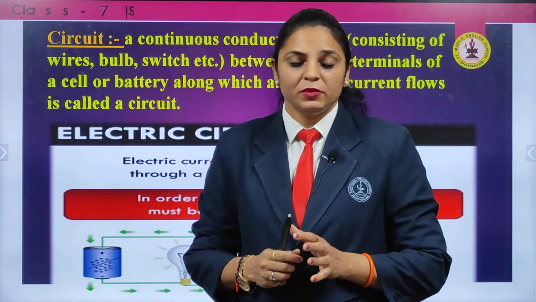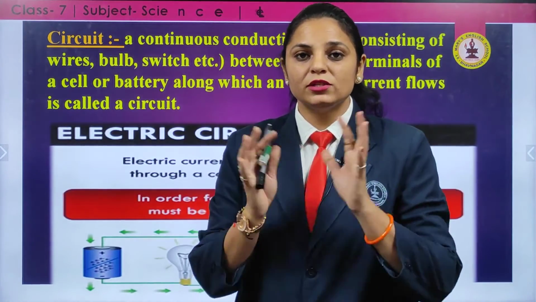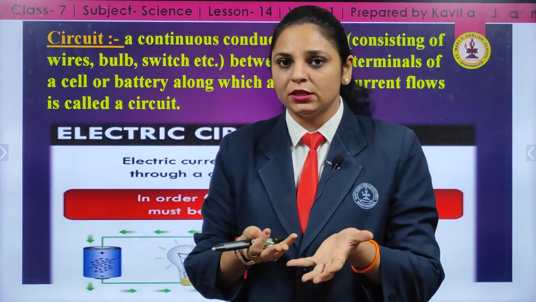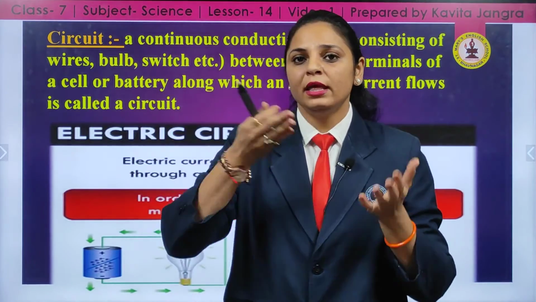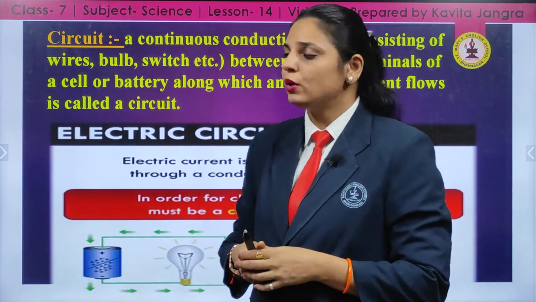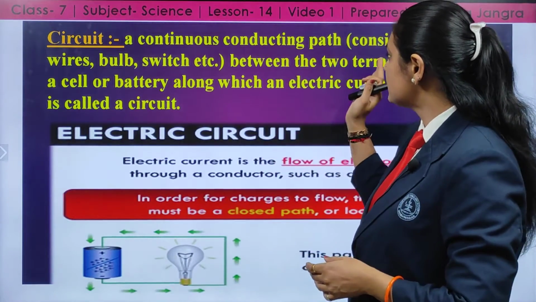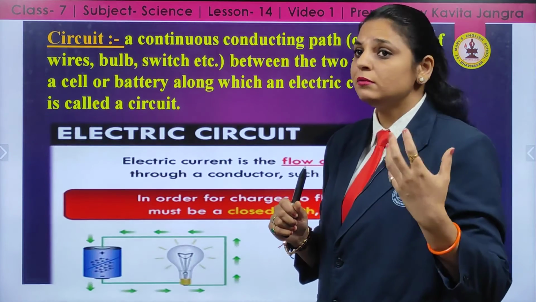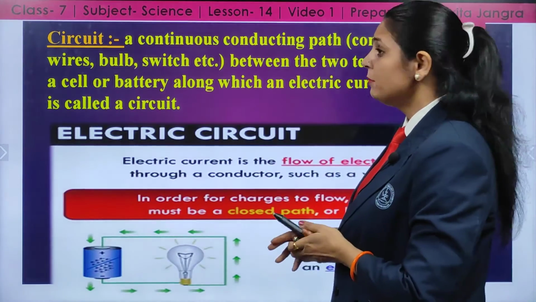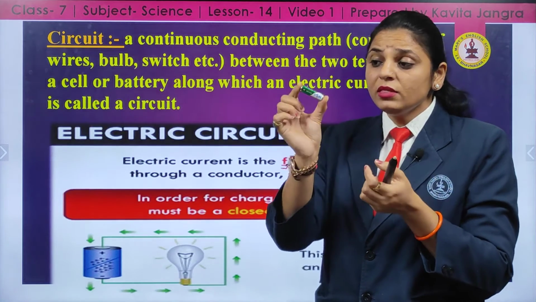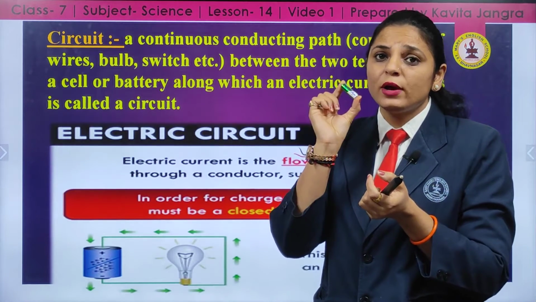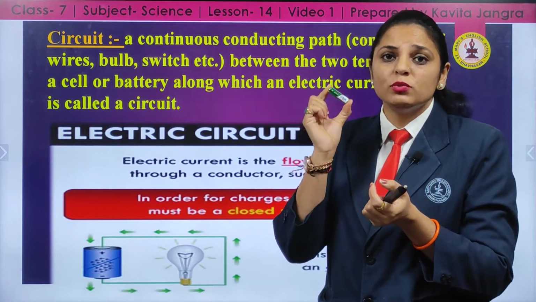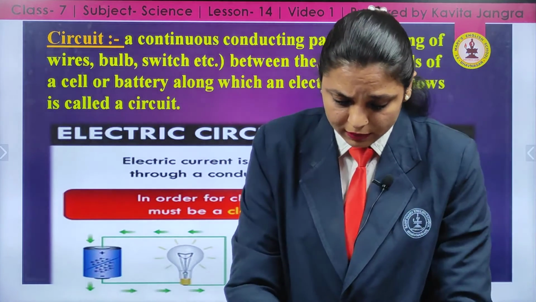What is a circuit? As I showed you in the beginning, that was a circuit, a closed path through which electrons were moving, and only then the LED was glowing. It is a continuous conducting path that consists of wire, bulb, then a switch, and two terminals between them. In between these two terminals, if you connect any LED, then it will glow. I can show you again.